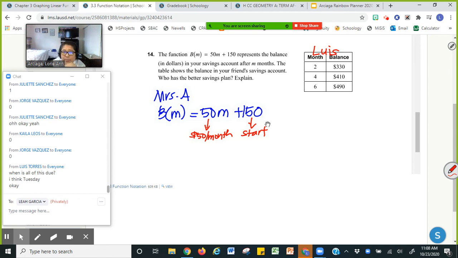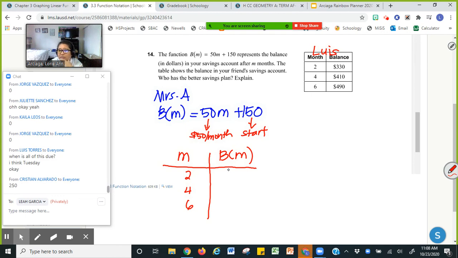Okay, so let's see. This tells me how much I had at the beginning and how much I'm saving monthly. So if I make a table of values, just like what Louise has, this is month m, and this is my B of m. I'm gonna copy the table he has because I envy him. He has a table and I don't. So I'll make 2, 4, and 6 here. So in 2 months, how much money do I have? Remember, I started with 150, and then every month I save 50. So in 2 months, how much do I have?